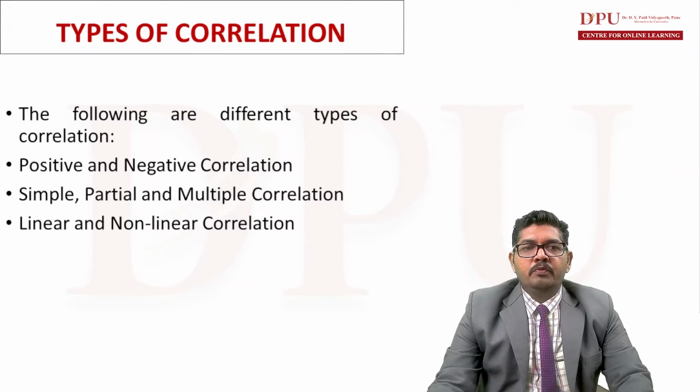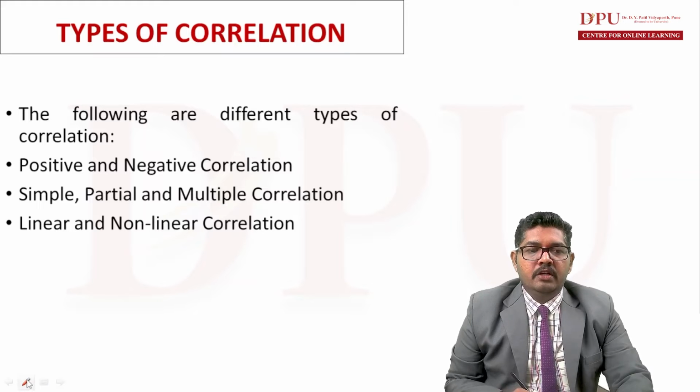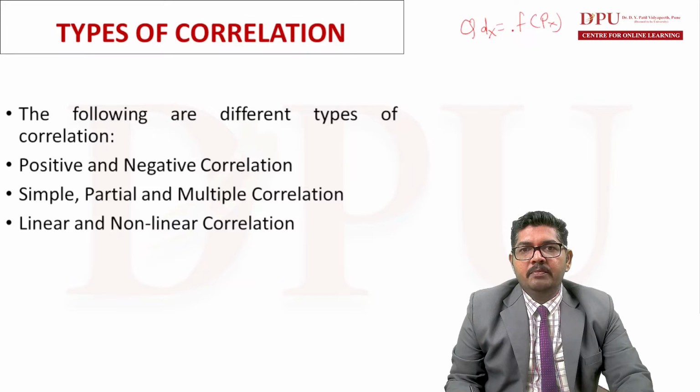Types of correlation. The following are the different types of correlation: positive and negative correlation. For example, again I will discuss the law of demand. Quantity demanded is a function of price of that particular commodity, and we already discussed that if the price increases, the quantity demanded decreases, and vice versa. So what we can say, there is inverse relationship between these two variables.